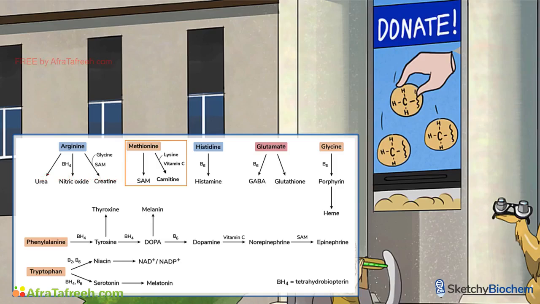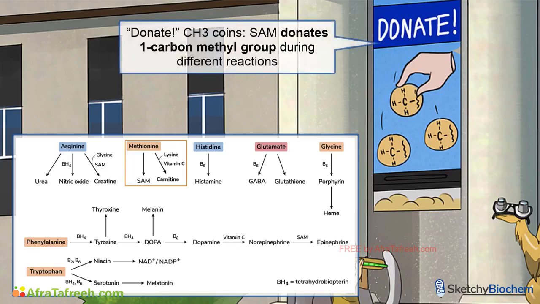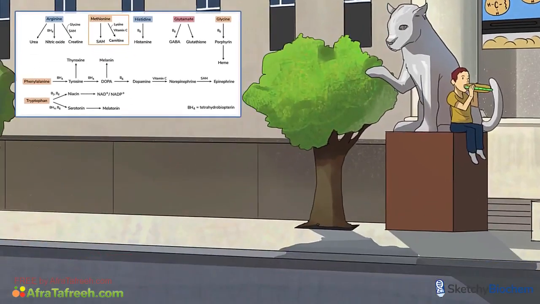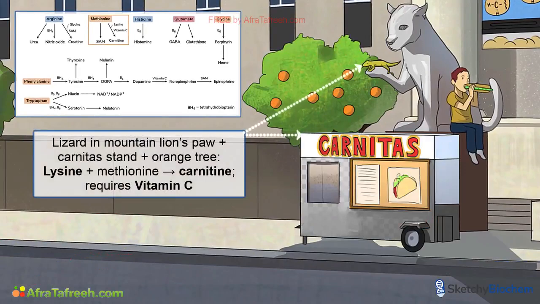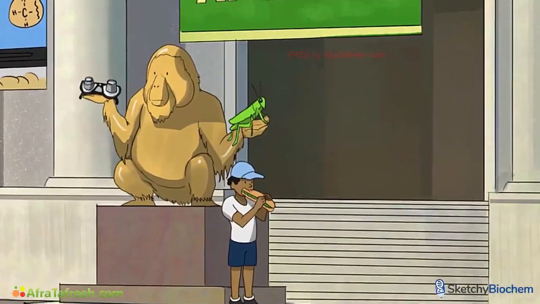It's much less infantilizing. SAM transfers one carbon methyl groups for many different reactions and is needed to methylate DNA and RNA, make phospholipids, proteins, melatonin, creatine, epinephrine, and more. We drew a banner that says "Donate CH3 coins" right above our kid eating the sandwich. Before we wrap up methionine, you should know that it's also needed to make carnitine. This requires lysine and vitamin C. We illustrated a carnita stand for carnitine, a lysine lizard, and an orange tree for vitamin C.